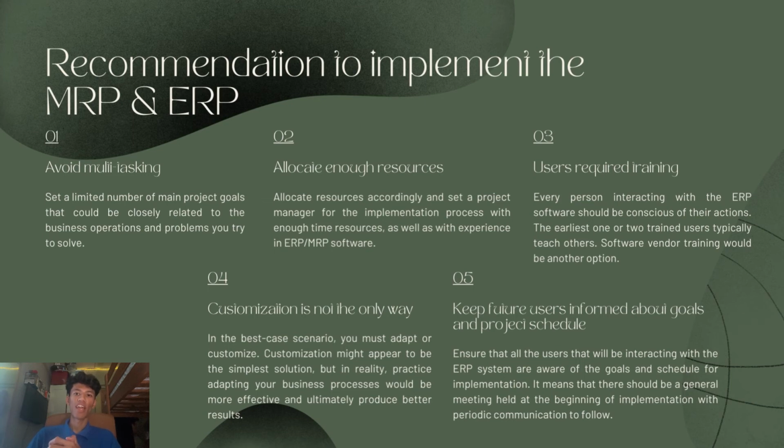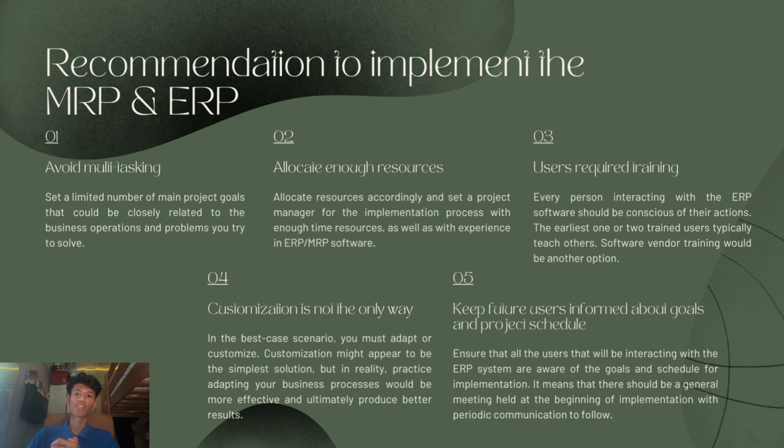And the second one is allocate enough resources. Allocate resources accordingly and set the project manager for the implementation process with enough time resources, as well as experience in ERP or MRP software. The implementation project team should consist of the heads of all departments that would use the system. And the third one is users require training. Every person interacting with the ERP software should be conscious of their actions. The earliest one or two trained users typically teach others. Software vendor training would be another option.